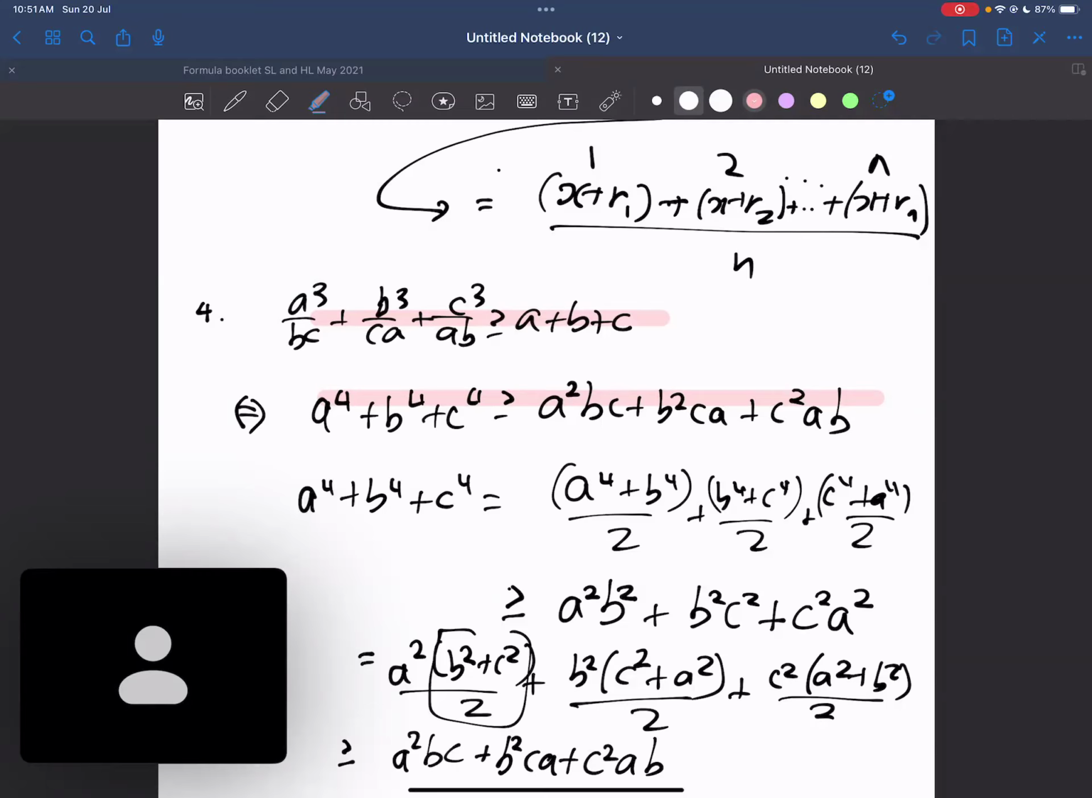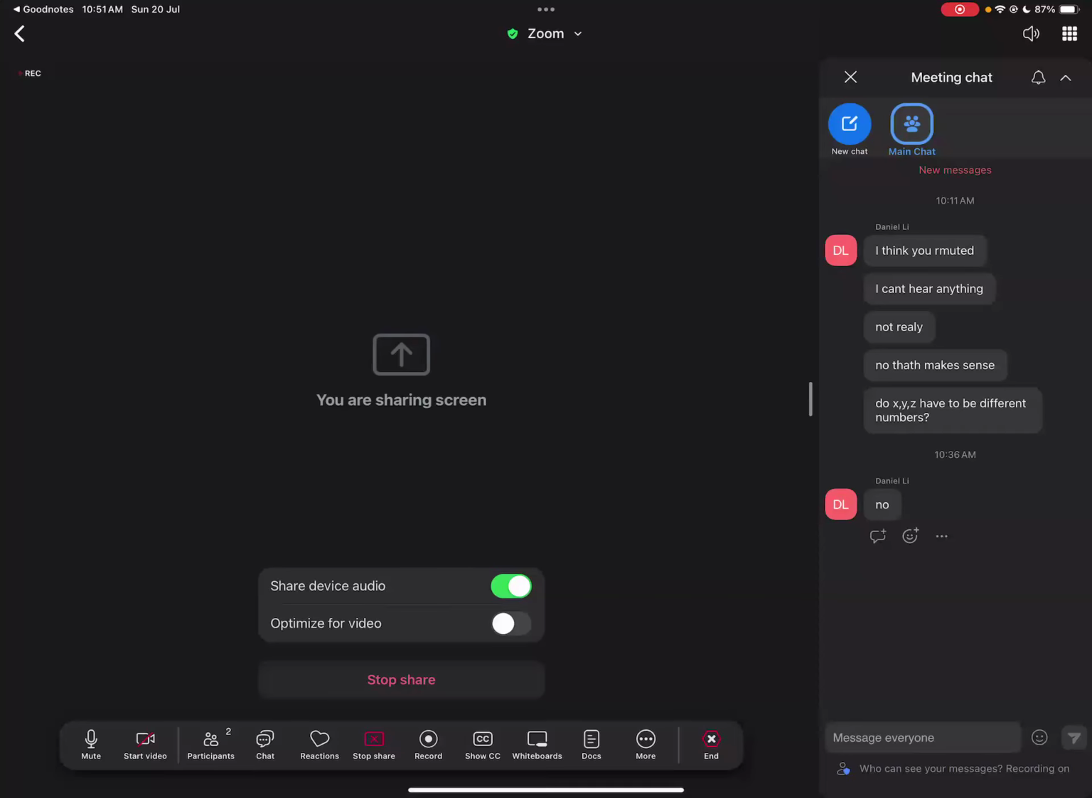So this one is a fair bit harder than the other ones, because you have to apply AMGM twice and you have to figure out when to use it and what to use it on. So it's definitely harder. But a fun question, I think. Let me know if you have any questions.